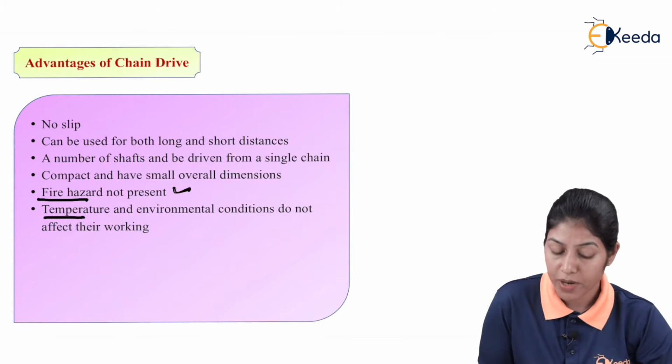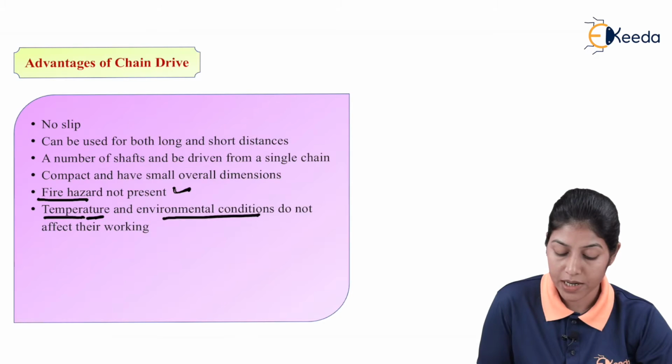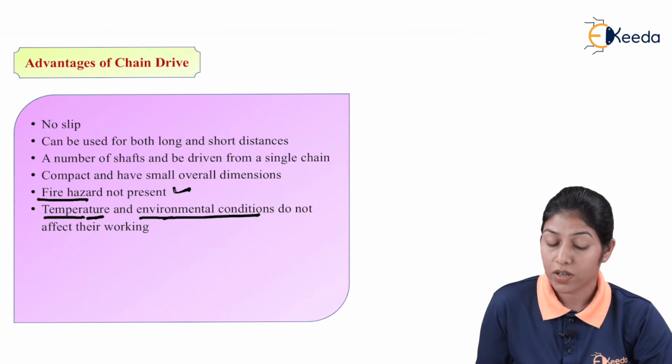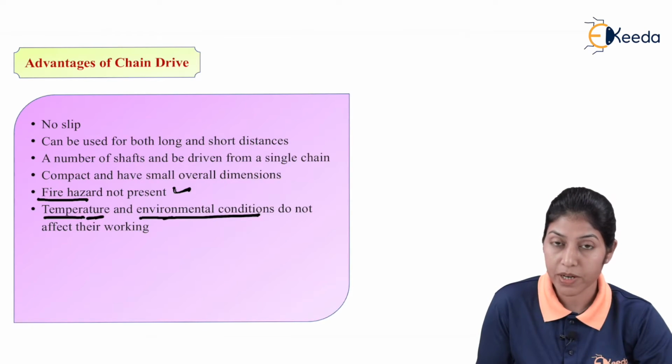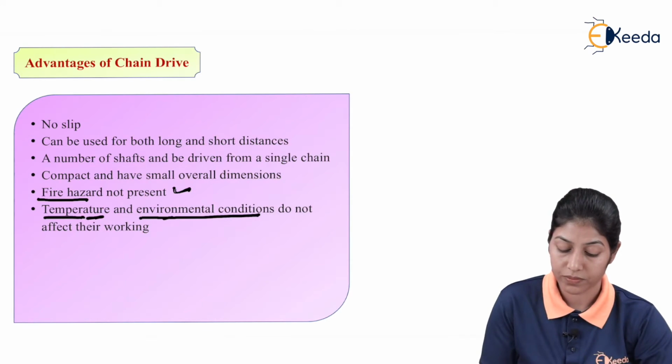So chain drive is made of metal, so during high temperature it can survive and perform its desired job, as well as in different environmental conditions. Like if we use cotton rope, during wet weather the cotton rope generally soaks a lot of moisture, but chain drive is made of metal, so it will not soak that moisture. So during wet weather, this chain drive is also preferable. The working of the chain drive is not affected by the temperature as well as the different environmental conditions.